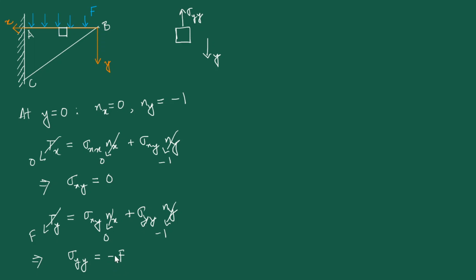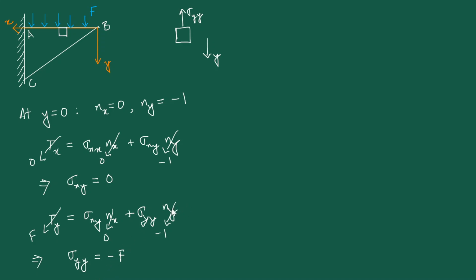Okay, so I urge all of you to be absolutely honest with yourself while you are trying to understand this. Take some time to really go through this in detail, think about it very hard, and convince yourself that this result that we have obtained, the sigma yy is equal to minus F, is indeed the correct representation of the boundary condition there.